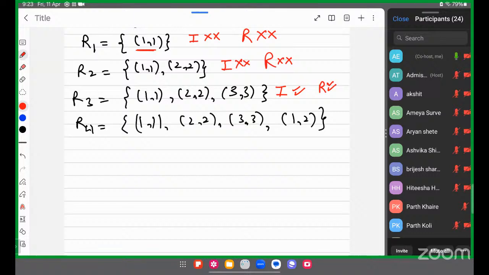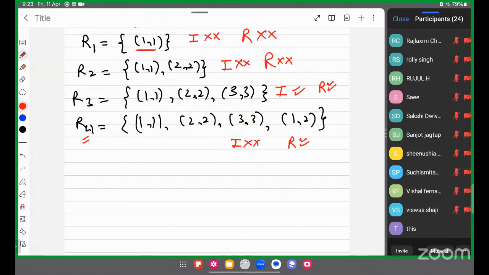But is it true for converse? Let's look at R4. R4 is not identity, but it is reflexive. So every identity relation is reflexive, but converse is not true. A reflexive relation may or may not be identity, but an identity relation is guaranteed to be reflexive. Are you getting it? Understood or any doubt?